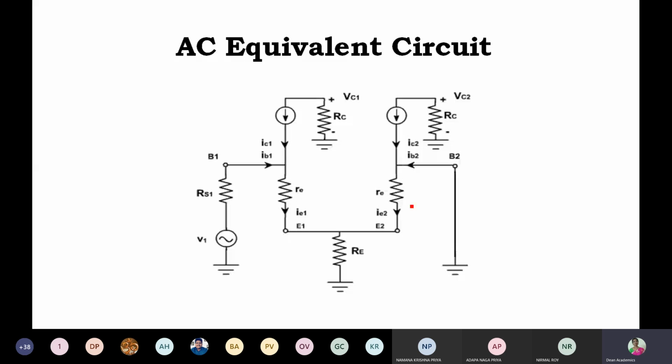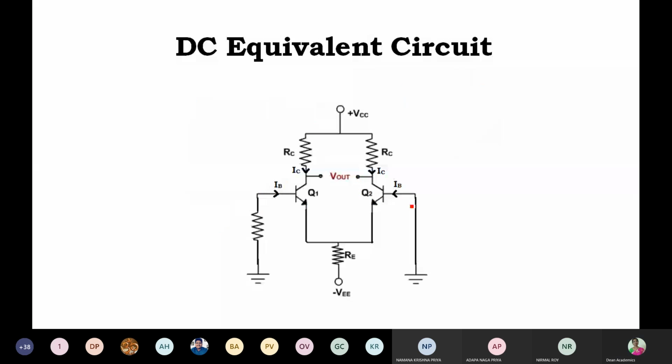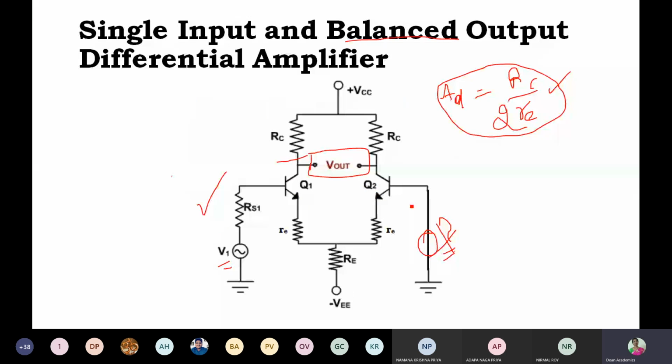Have you drawn that? First of all, have you drawn the single input balanced output differential amplifier? Have you drawn this circuit? Please draw it fast. No, ma'am. Single input balanced output. While I am explaining, you will be listening and, at the same time, writing in your books also. So please draw it fast.